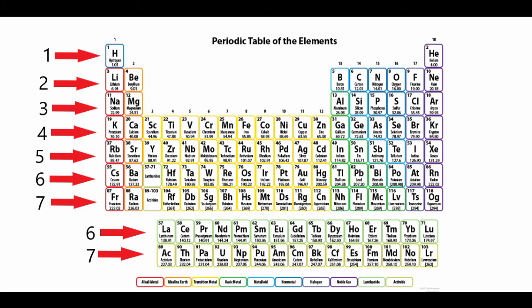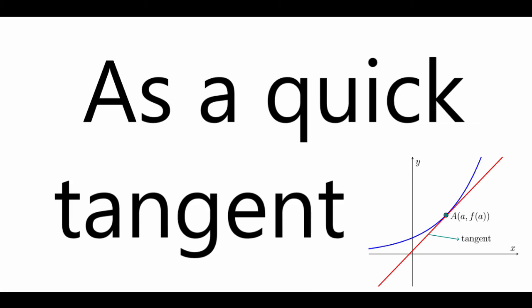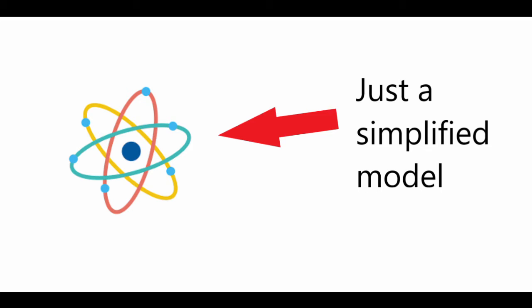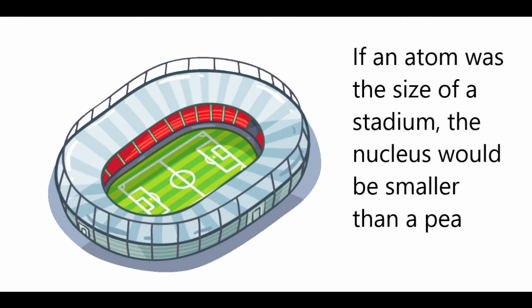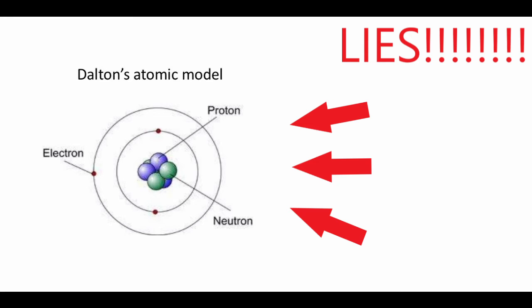As a quick tangent, the electrons do not orbit the nucleus the same way the planets orbit the sun. Rather, they occupy what are called orbitals, but we'll discuss that in a different video. Also, the nucleus is way smaller than the models show. Basically, all those diagrams from your middle school science class have been lying to you.